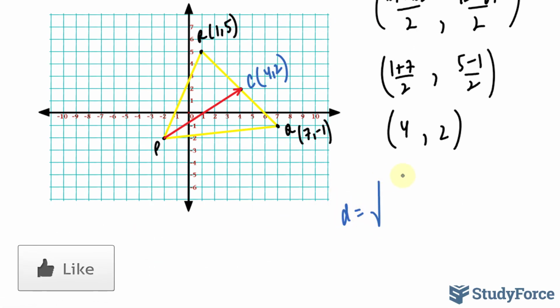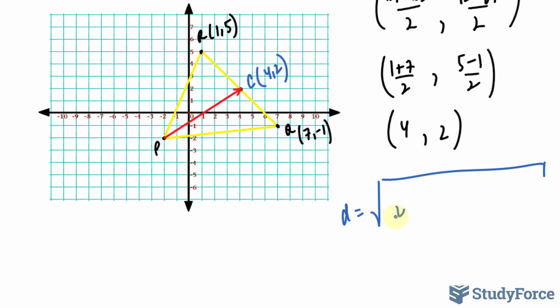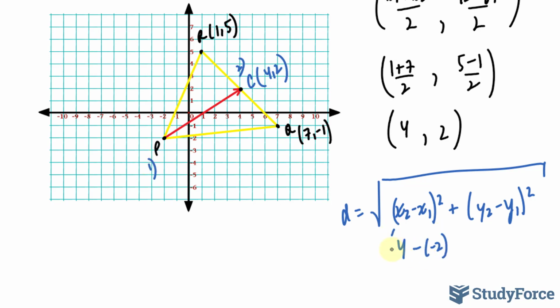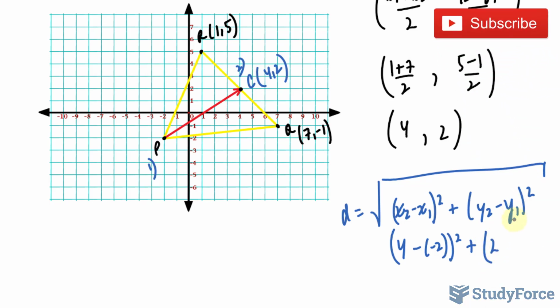D is equal to the square root of x2 minus x1 squared plus y2 minus y1 squared. I'll call this my first point and this my second point. So my x2 will be 4, and my x1 will be the coordinates of P, which was -2 and -2. y2 is equal to 2, and y1 is equal to -2.